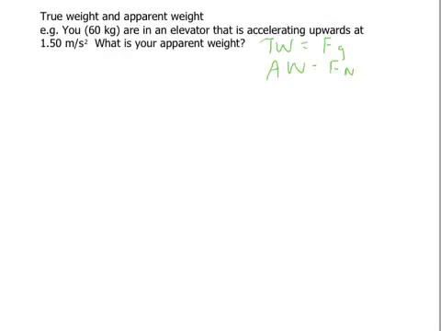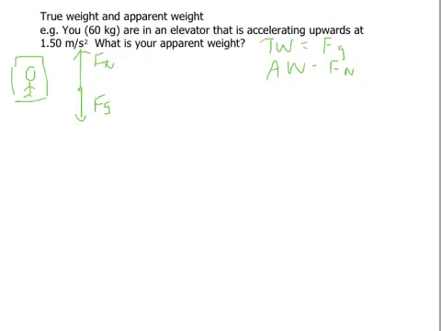So let's say that you are 60 kilograms, in an elevator that's accelerating upwards at 1.5 meters per second squared. What is your apparent weight? So here you are in an elevator, your feet are on the floor, you experience some sort of normal force on your feet. The force of gravity is pulling you down, and the normal force is pushing you up.